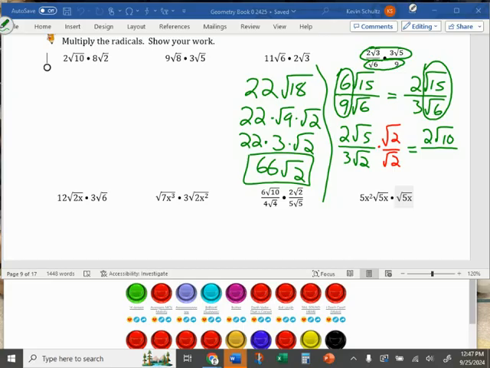The coefficient 2 stays put. In our denominator, what do we get? We end up getting 6, right? Because this root 2 and root 2 together make root 4, which equals 2. And we have that coefficient 3, and the 3 times the 2 gives us 6.